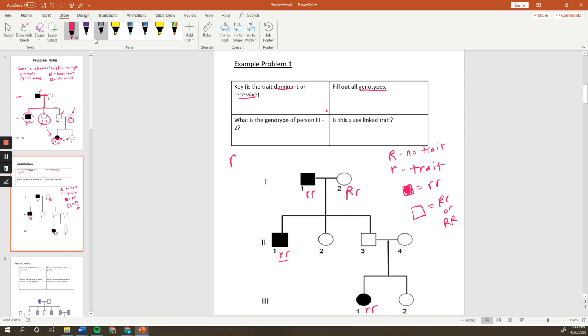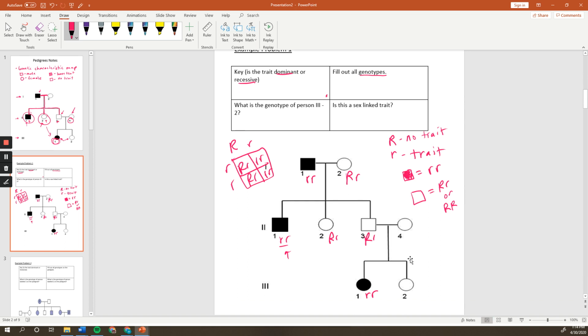And if we do this Punnett square, then this is good, because now we have basically a 50-50 chance of getting little r or big R. So that's what these kids have to be right there. All right, they cannot be anything else. Make sure you understand that. That can't be anything else.